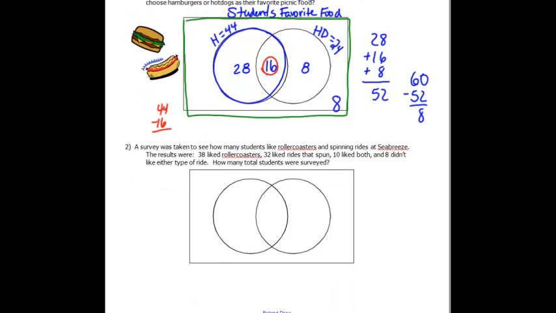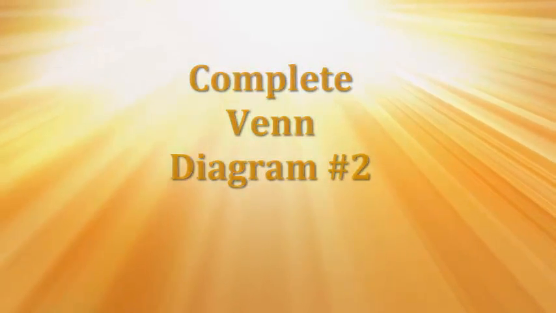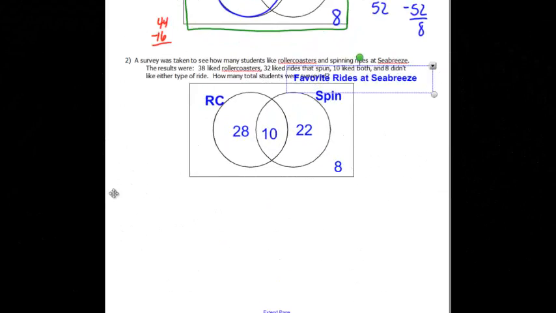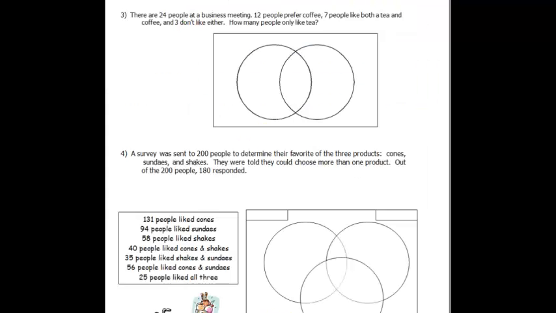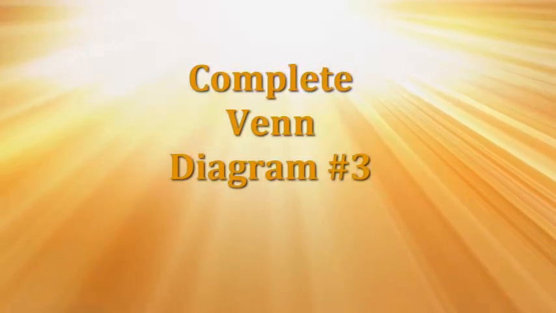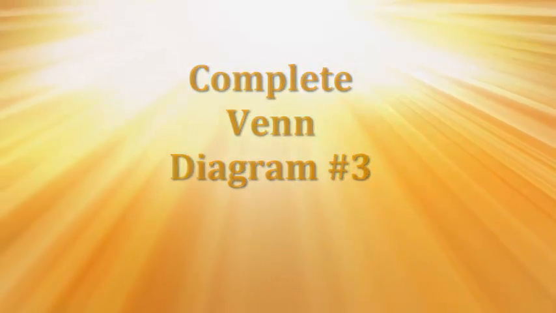Let's try one more. You can try this one on your own and come back and check with me. The Venn diagram for number 2 should look like the one there. Make sure you have a title. These are easy to forget the titles on. Number 3 is a straightforward Venn diagram that's just 2 circles, so you should be able to complete that one and come back and check.